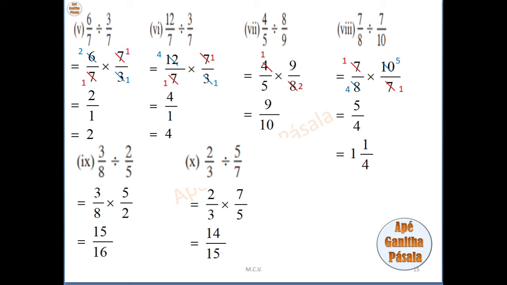Let's see the next part of exercise 14.4. After doing exercises, you can check your answers. 6 over 7 divided by 3 over 7. 6 over 7 can be written as multiplying by 7 over 3, interchanging the numerator and denominator.